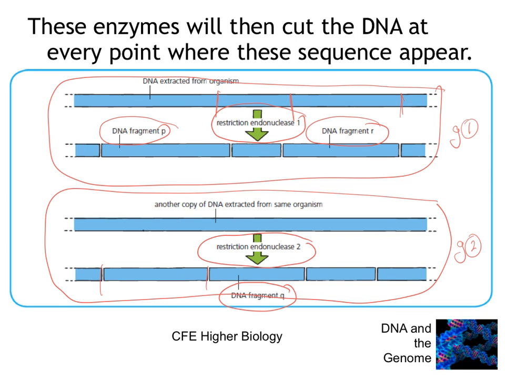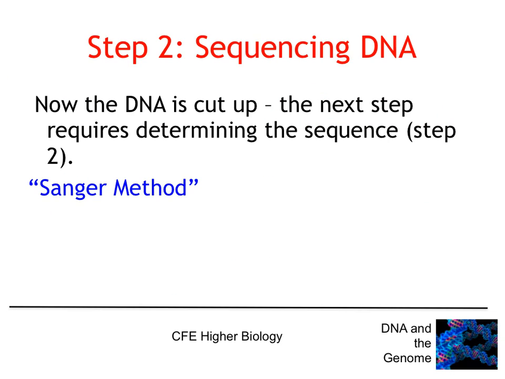Now, once these fragments had been created, what had to be done next was to actually sequence the order of the bases along these fragments. So what was here, A, T, G, C, or whatever. And that was done using a method called the Sanger method.